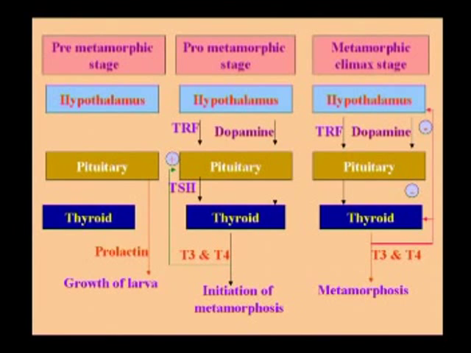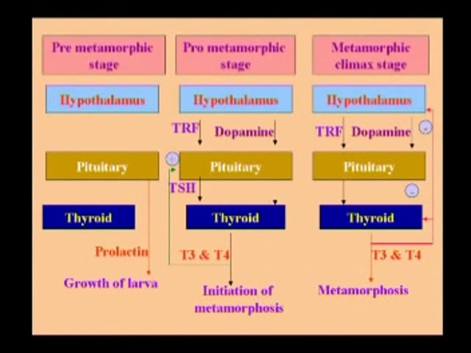Thyrotrophin releasing factor released by the hypothalamus activates the pituitary to release thyroid stimulating hormone. The thyroid stimulating hormone activates another endocrine gland, the thyroid gland, to release triiodothyronine and tetraiodothyronine, commonly called T3 and T4. The T3 and T4 act on some target tissues causing necrosis and degeneration, whereas the same T3 and T4 act on another group of target tissues to promote growth and differentiation. So by this time the initiation of metamorphosis occurs.